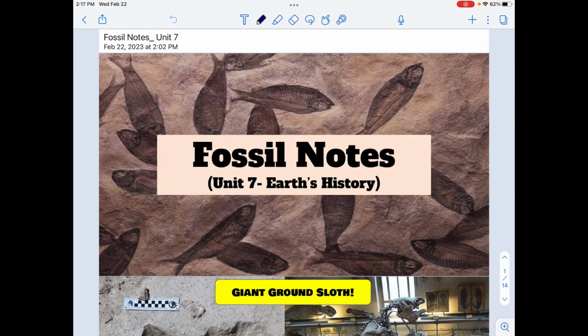All right, scientists, let's take some notes on fossils. We're still in Unit 7, Earth's History, and you'll see on this very first cover page some cool fish fossils, right? Now, in these notes, you should have downloaded the PDF of fossil notes into Notability from Schoology. You're going to follow along with me, and then when we're finished, you're going to submit them to the Dropbox by 4 p.m.